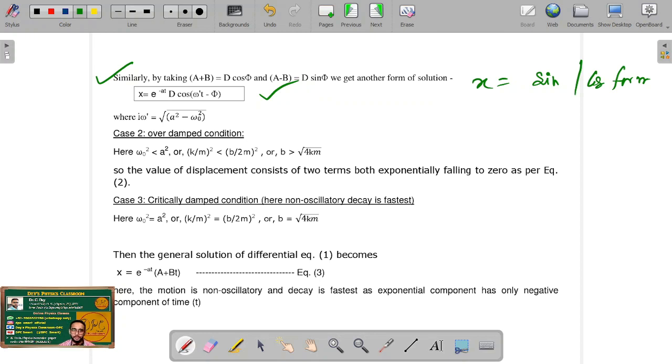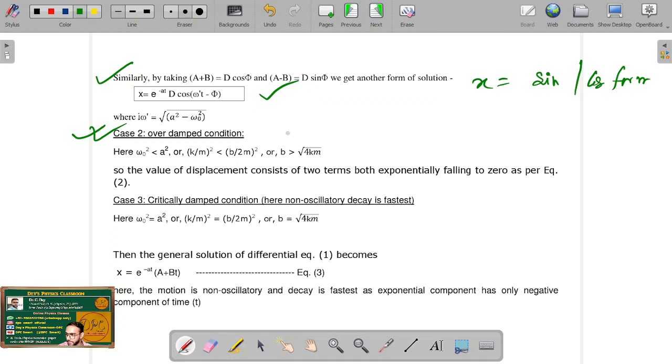So for underdamped case, the motion of the oscillator would be oscillatory in nature. That means either it will be sine form or cosine form, and the motion would be oscillatory in nature. So in case of underdamped vibration, the particle will move back and forth about its original position of rest or the equilibrium position. Now the second case is overdamped condition.